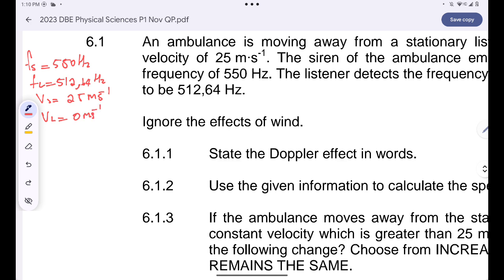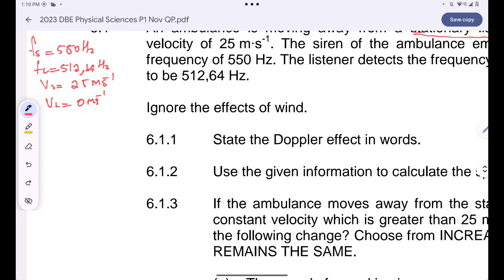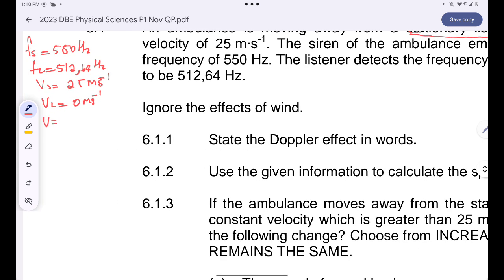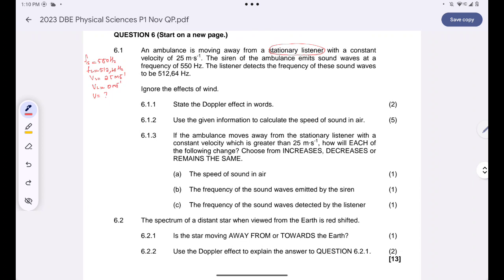Why am I saying that? Because we were told that the source is moving away from a stationary listener. All together, the only thing we don't know is the speed of sound in air. That's what we don't know, né? And then we are told to ignore the effects of the wind. The first question, we are supposed to state the Doppler effect in words. Doppler effect is simply an apparent change in the observed frequency as a result of the relative motion between the source and the listener.